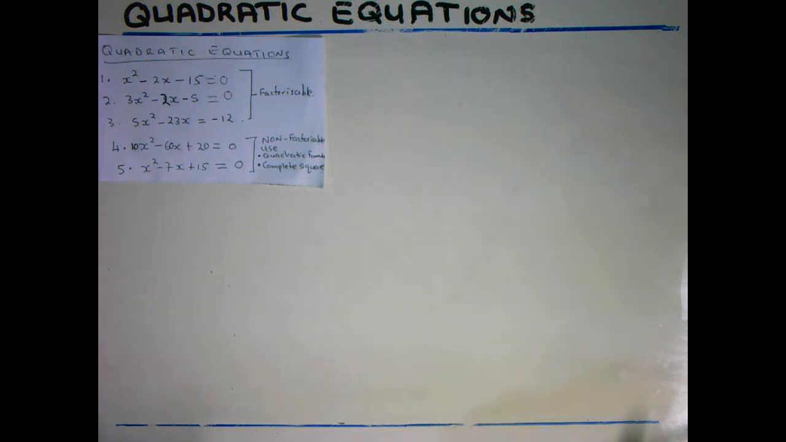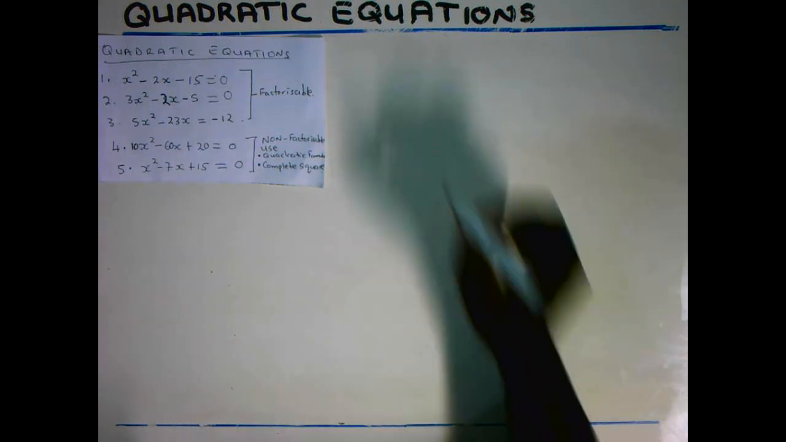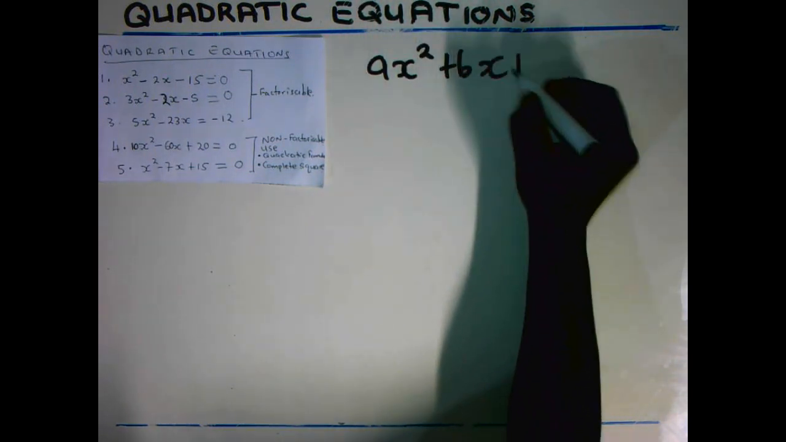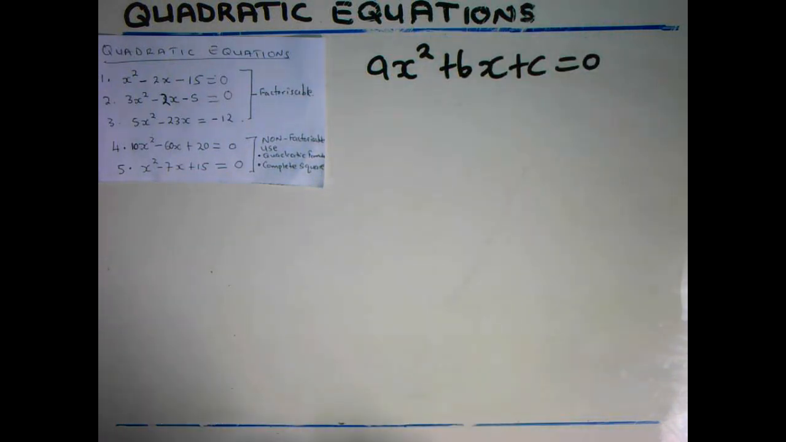Now, on the screen there is a list of quadratic equations which are carefully selected to guide you through how to solve quadratic equations. But firstly, let us understand what a quadratic equation is. A quadratic equation is any equation which is of the form ax squared plus bx plus c equal to 0, where a, b, and c are real numbers.